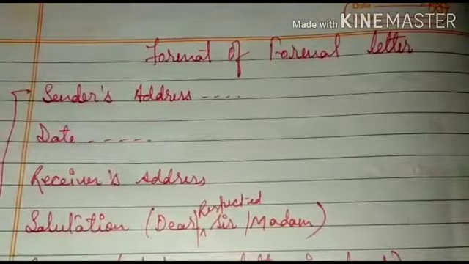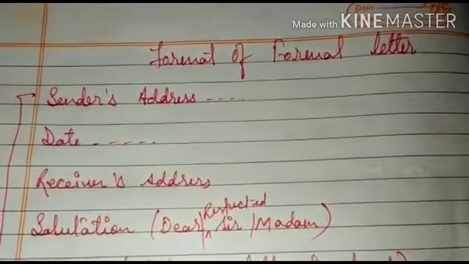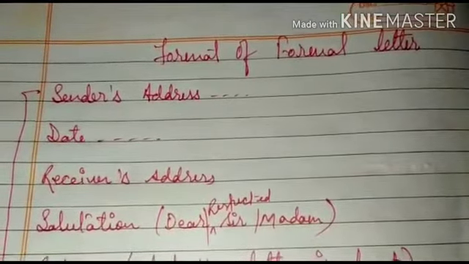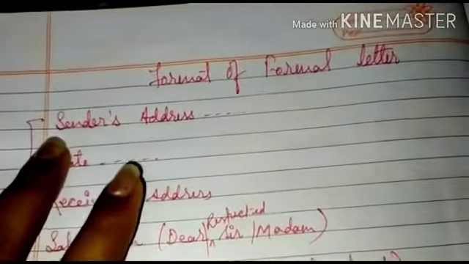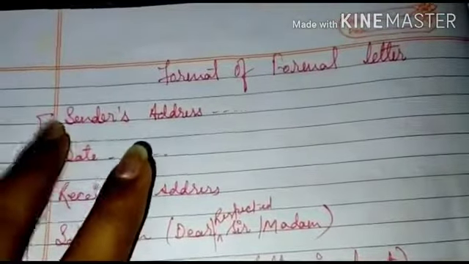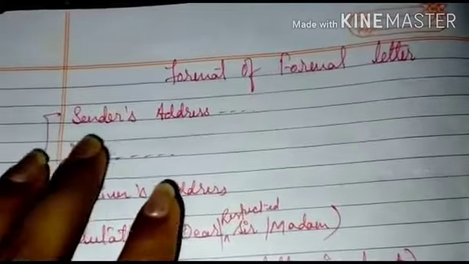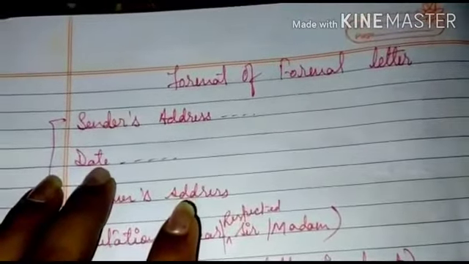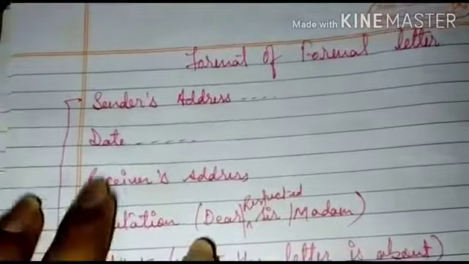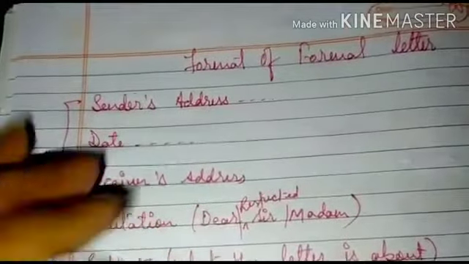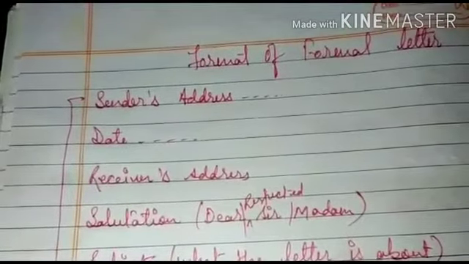So students, first we'll go with the format of formal letters. In formal letters, first we'll give the sender's address, meaning the person who's writing this letter, the sender means you. Then we'll leave one line, and then after leaving a line we'll put the date, and then the receiver's address, meaning the person you are writing to.